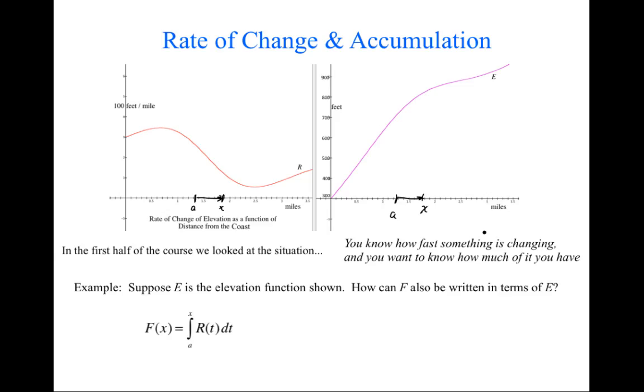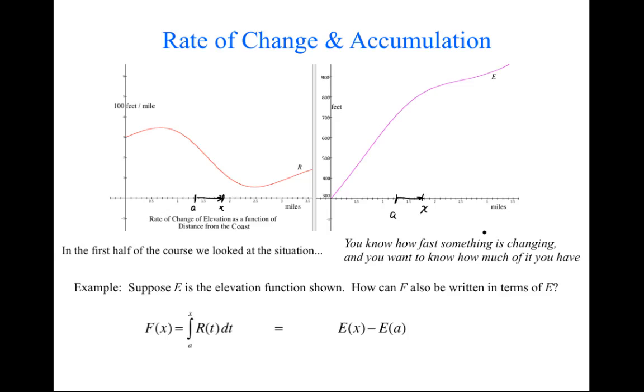No, I want to write f in terms of e. So f is the net change of elevation, and e is elevation. So how would I write it? Yes, ma'am. That's right. It would be the final elevation, e of x, minus the initial elevation, e of a.